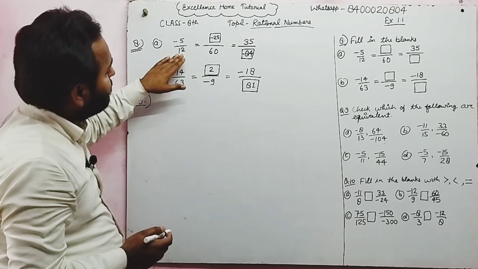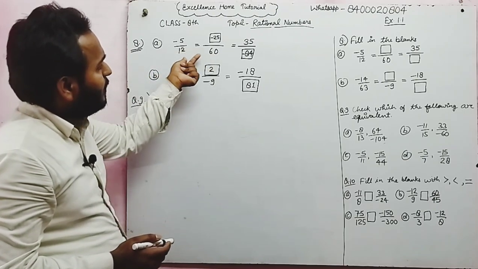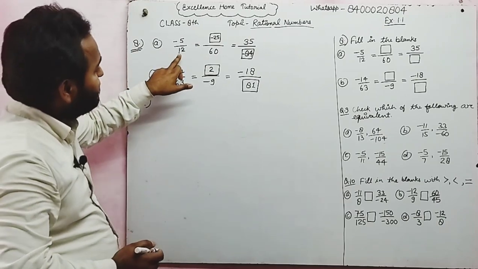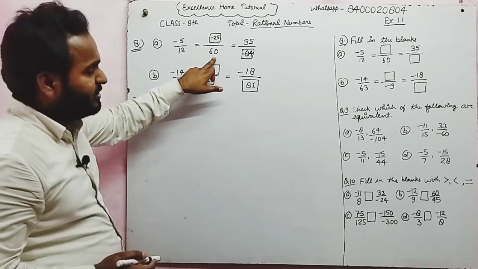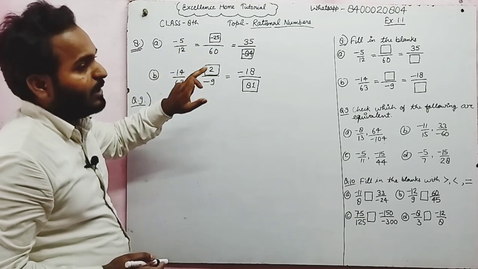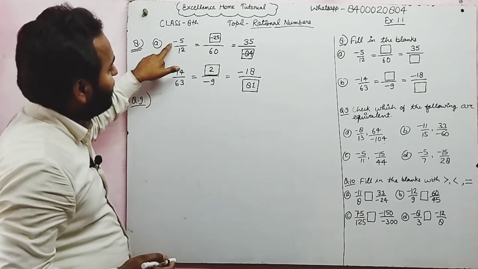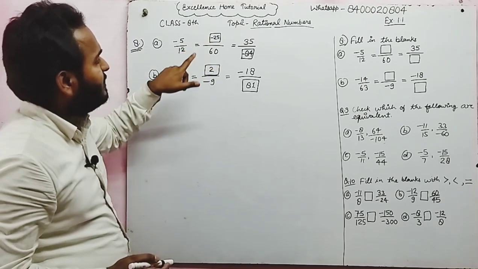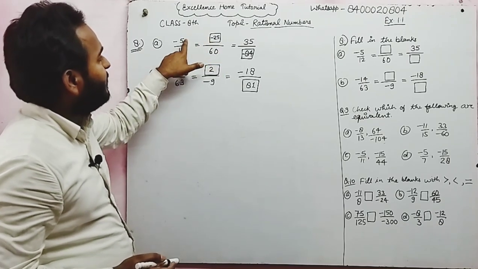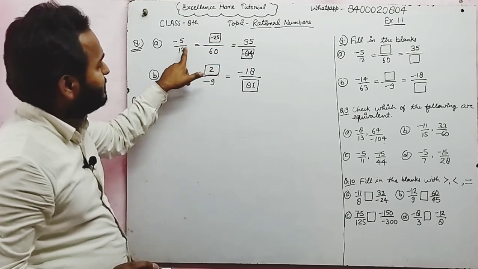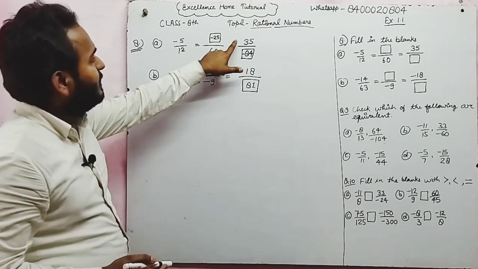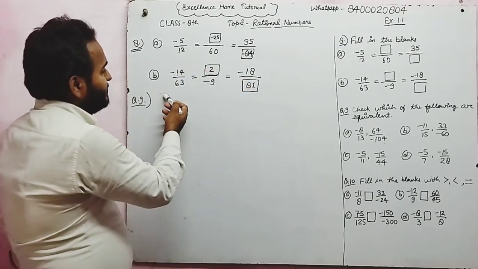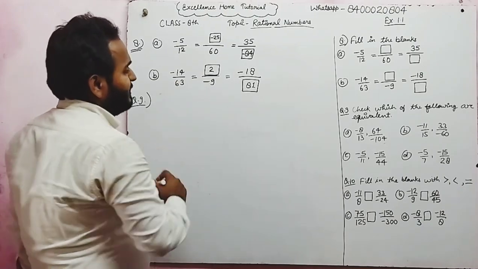You have to observe the relation between the given numerators or denominators, that means 12 times 5 is 60, so 5 times 5 is 25. After that we have to apply the minus sign, here the minus sign is applied, and after that 5 times 7 is 35, so 12 times 7 is 84, here minus sign, here plus sign, so we have to apply the minus sign here. In a similar way we have to fill in the blanks in this.